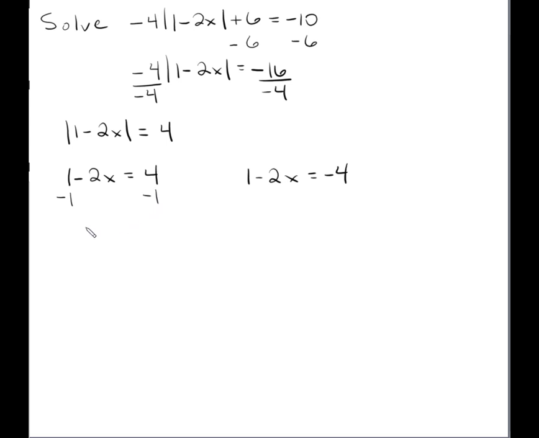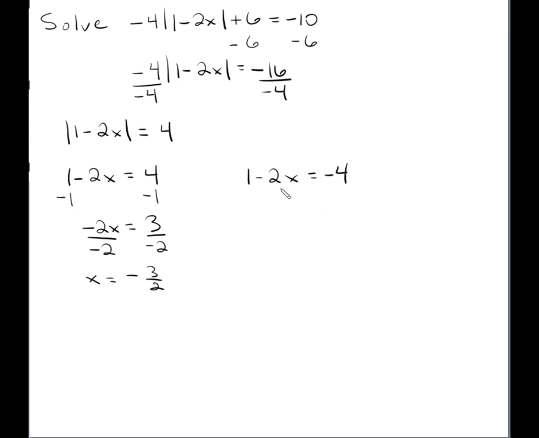So that gives us minus 2x is equal to 3. And then we'll divide both sides by negative 2. And that gives us x is equal to negative 3 halves.